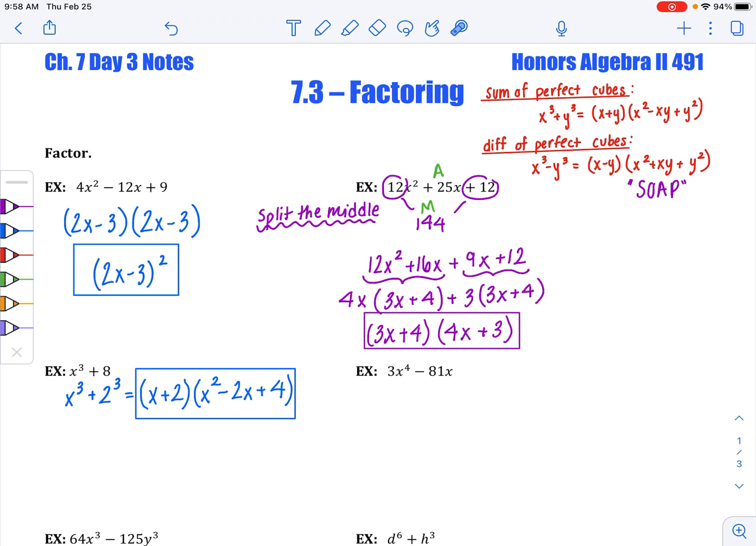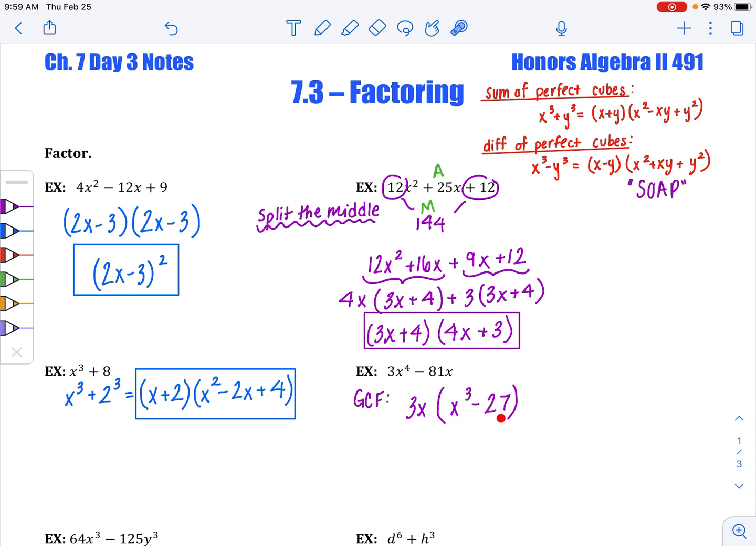Looking at example 4, I see 3x to the 4th minus 81x. No cubes, not even 3 terms. So the first thing I try is, hey, can I find a GCF? When in doubt, look for a GCF first in every problem. That's always a great idea, to look for a greatest common factor to make your problem easier. Here I can factor out a 3x from both, leaving me with an x cubed minus 27.